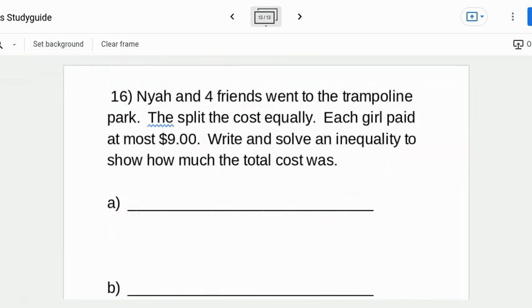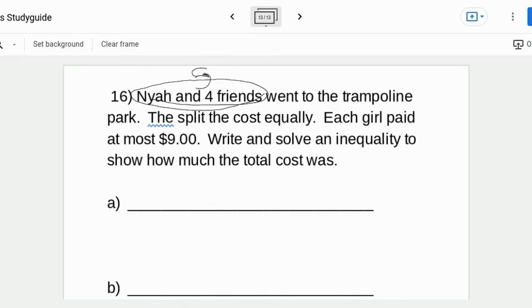Okay, and to number 16, Naya and 4 friends. Be careful, right? Naya and 4 friends is how many people? It's 5. Anytime I see something like that, I always write right above it how many it is. Okay, went to the trampoline park.